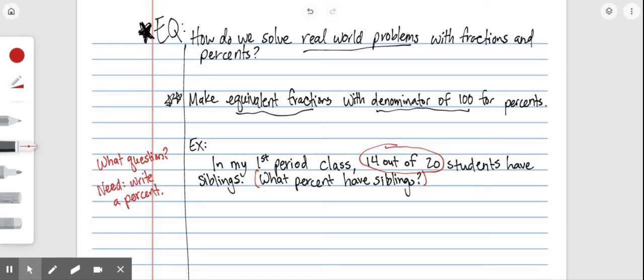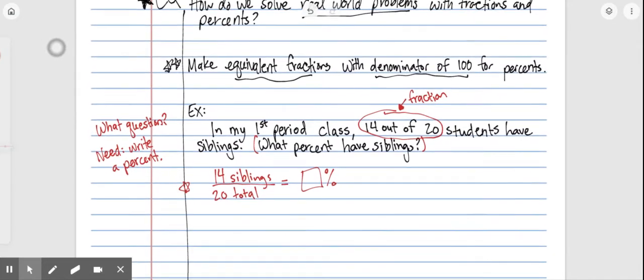Beautiful. So this is a fraction. And I know that it's a fraction because it gives me something out of something else. So there are 14 students out of 20 total students who have siblings. So this is 14 students with siblings out of 20 students total. This is my ratio. I've got 14 students with siblings, 20 students total. I want to write this as a percent. This is my goal. 14 students with siblings out of 20 students total is what percent.